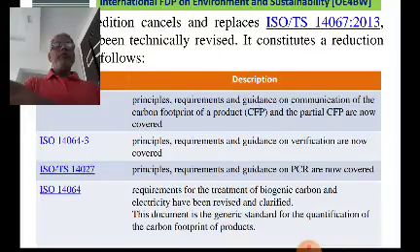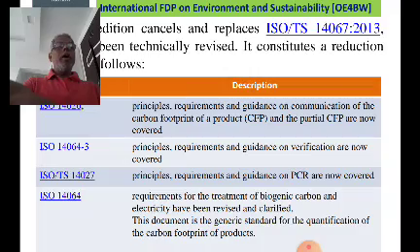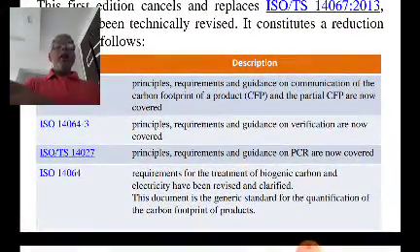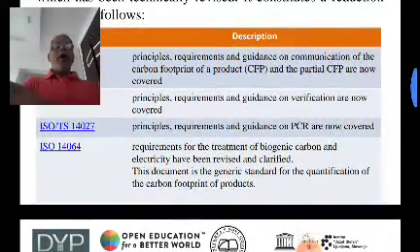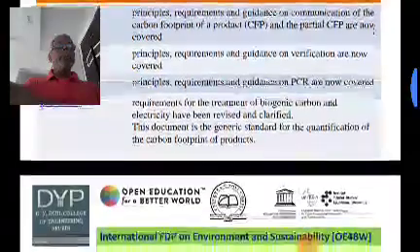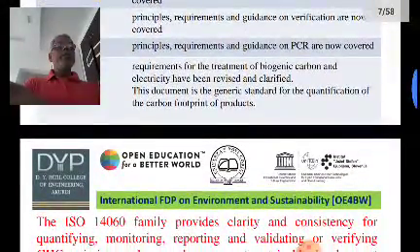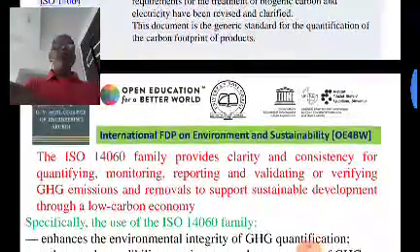The ISO 14064-3, here principles, requirements and guidance on verification are now covered. ISO TS 14027, principles, requirements and guidance for partial carbon footprint PCR are now covered. In ISO 14067, the requirements for the treatment of biogenic carbon and electricity have been revised and clarified. This document is a generic standard for quantification of the carbon footprint of a product.